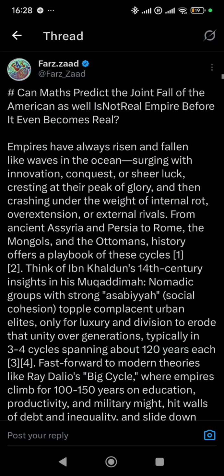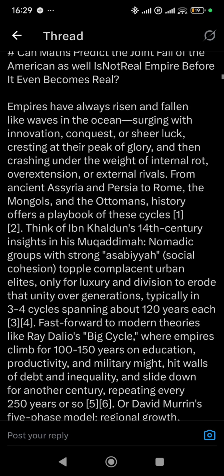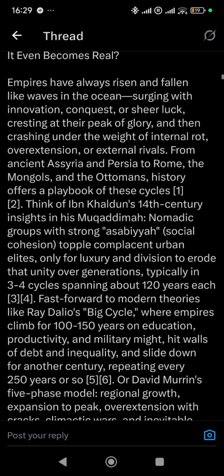Can math predict the joint fall of the American as well as the IsNotReal Empire before it even becomes real? Empires have always risen and fallen like waves in the ocean, surging with innovation, conquest, or sheer luck, cresting at their peak of glory, and then crashing under the weight of internal rot, overextension, or external rivals.